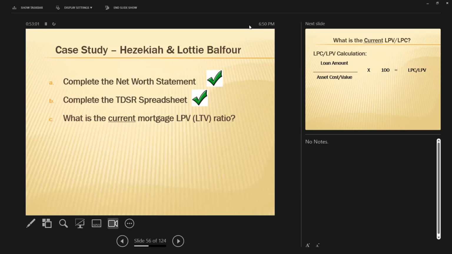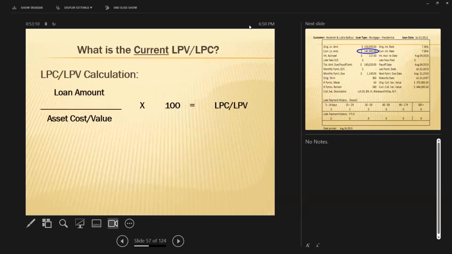So what is the current mortgage LPV or LTV ratio? Here's our equation. The LPC calculation is the loan amount divided by the asset cost or value, multiplied by 100, which gives you the LPC or LPV. So where do we get the loan amount? On the mortgage statement, the extra page I gave you. Just flip to the relevant page where it says LTV. Is it page 7? Yeah.